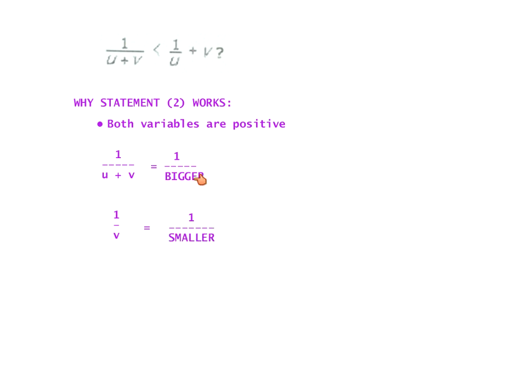So this is already, I mean, 1 over bigger is smaller, and 1 over smaller is bigger. So this number alone is already bigger than the left-hand side. So no matter what, without even thinking about v, this is already bigger than the other side. So that's why statement 2 works. So, yeah, there it is.